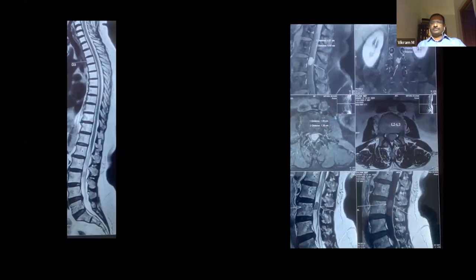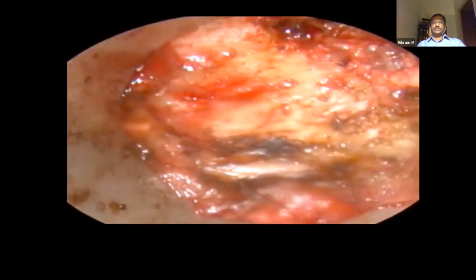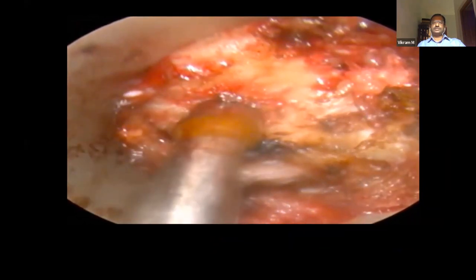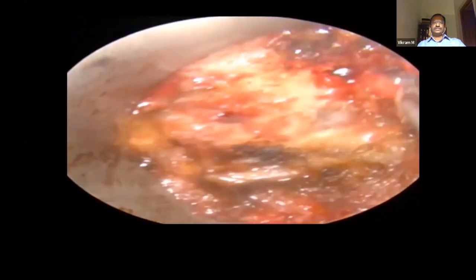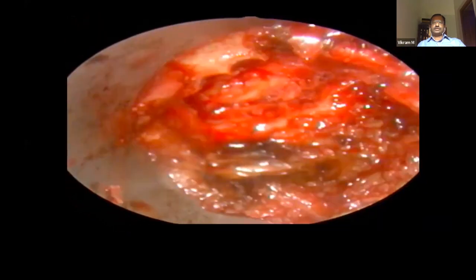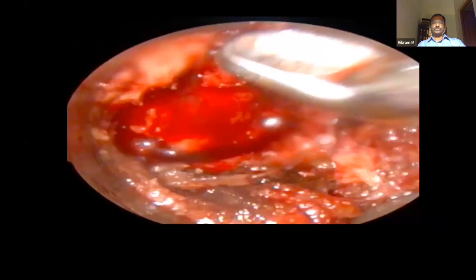This is a patient who came with back pain and there was an intradural lesion. Because of root irritation, the patient was having radicular pain as well. So this is excision of the tumor using the tubular retractor system. On your left is the cranial side, on the right the caudal, and inferiorly is the left side, and the right side is the superior aspect, 12 o'clock position.